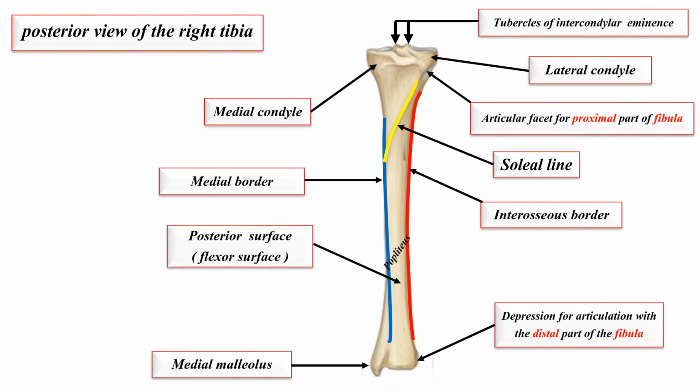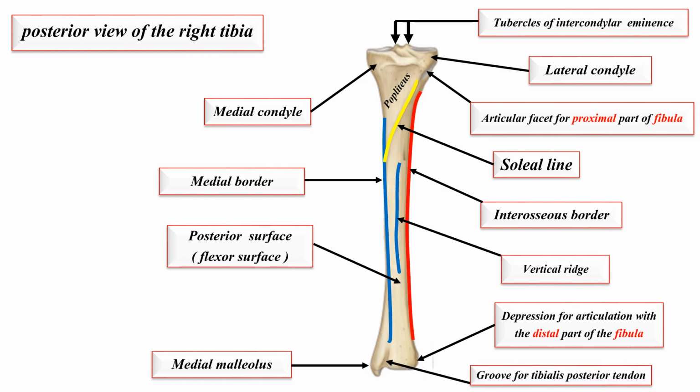Above the soleal line, this is the triangular area from which arises the popliteus muscle. In the middle third of the posterior surface, this is a vertical ridge from which arises the tibialis posterior muscle. Posterior to the medial malleolus, there is a groove for the tibialis posterior muscle.